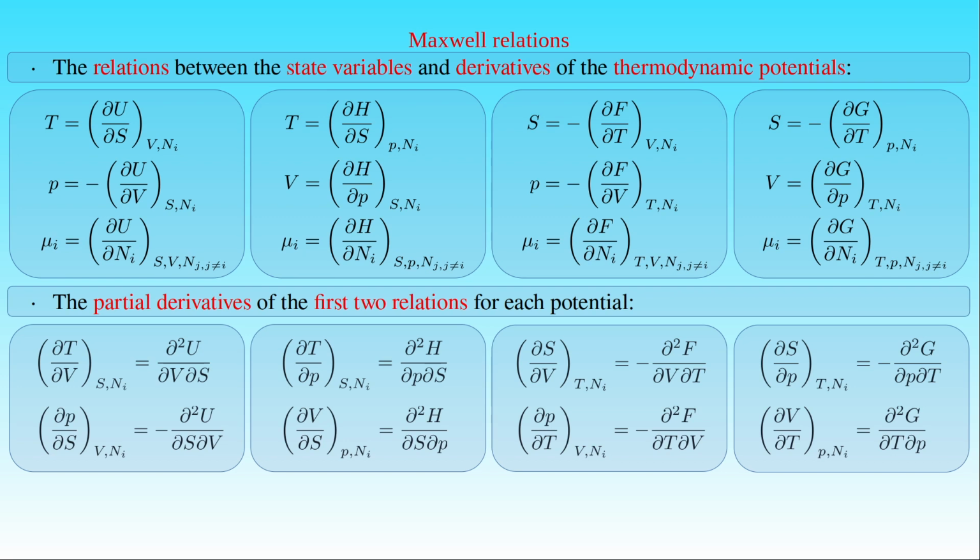If we apply Schwarz theorem on the symmetry of mixed partial derivatives in these four pairs, then we see that the right-hand sides of the equations are equal for each pair, and we obtain the following relations.